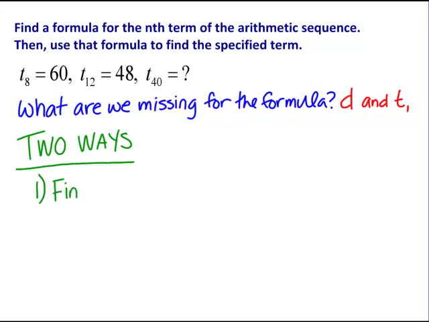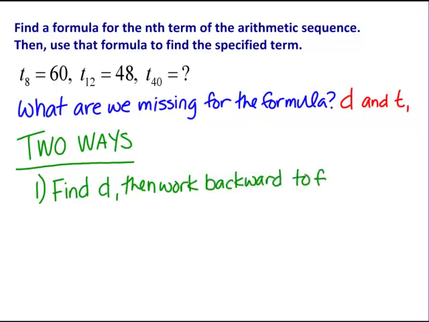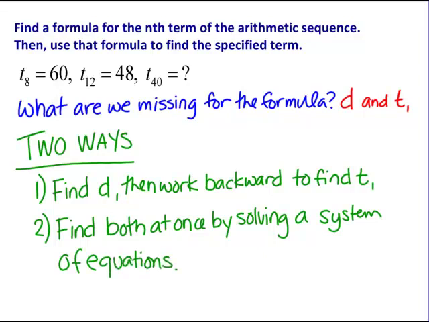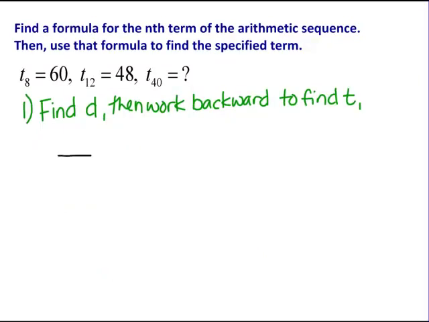The first is to start by finding the common difference using the two terms that they gave us, and then we can work backward if we know the common difference to get back to the first term. It involves a few more steps, but it's a little more intuitive. The second way is to find both the common difference and the first term at the same time by writing a system of equations. Fewer steps, but maybe not as natural to you. We'll start with the first method.